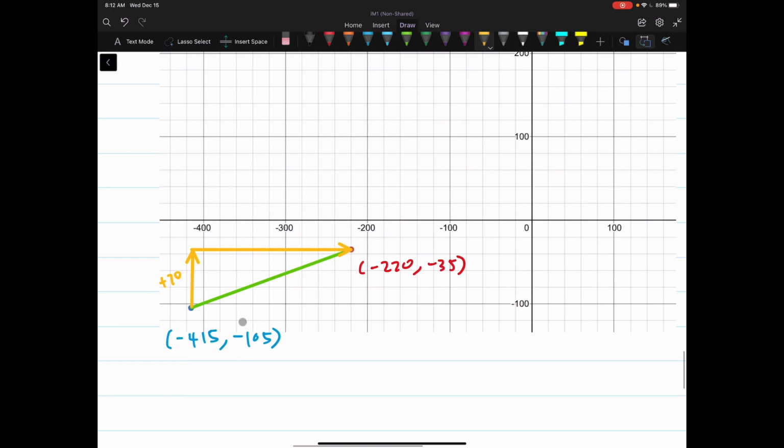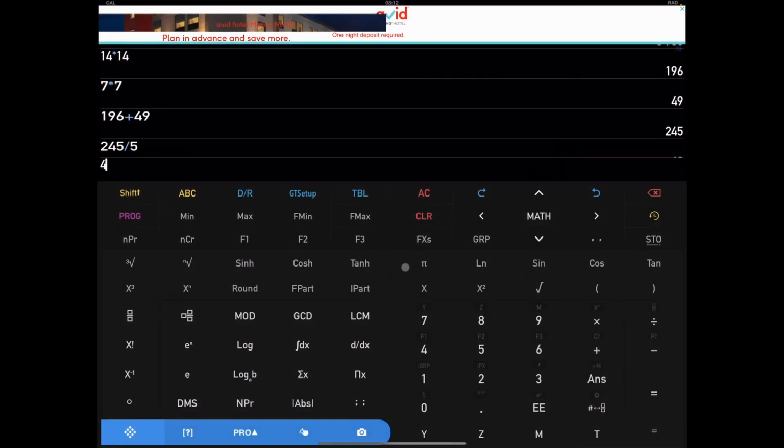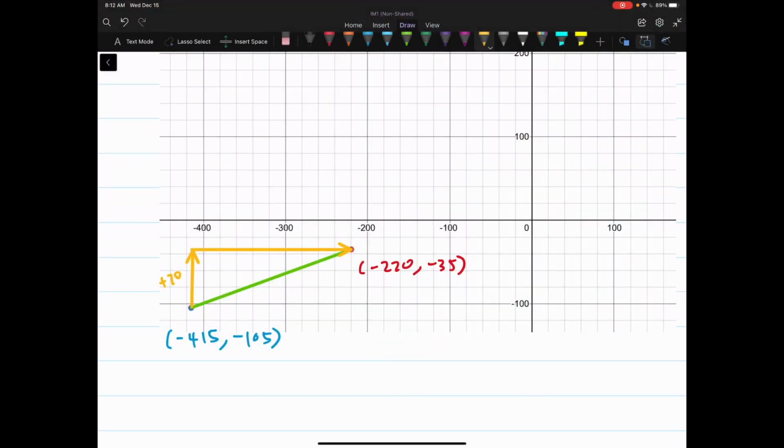And then let's take a look at this one. How do I find this length? I just go from negative 415 to 220. So negative 415 minus 220, and that's going to give me 195. So it's going to be 195 units for the run.